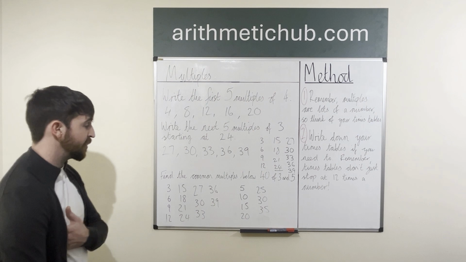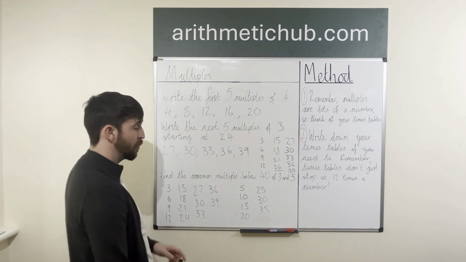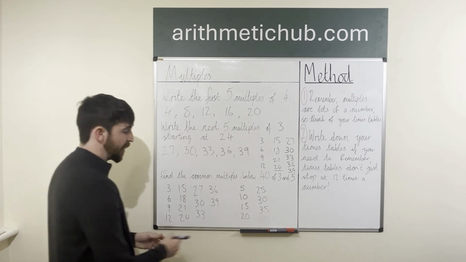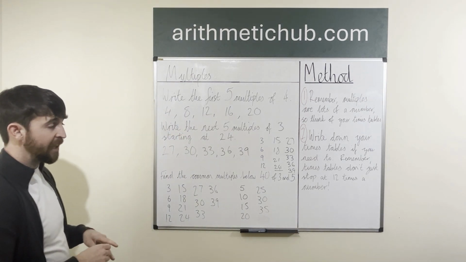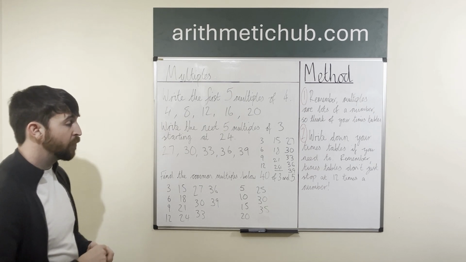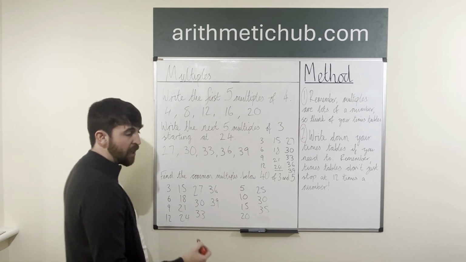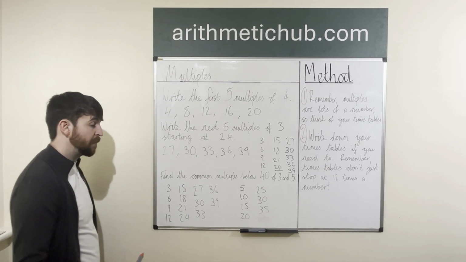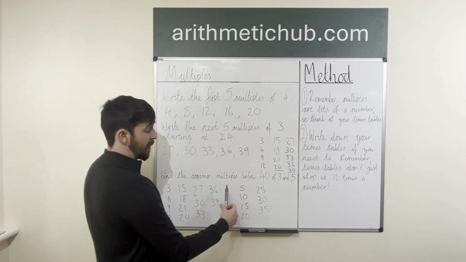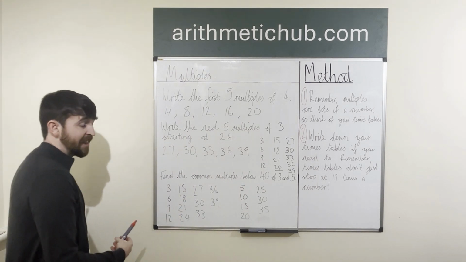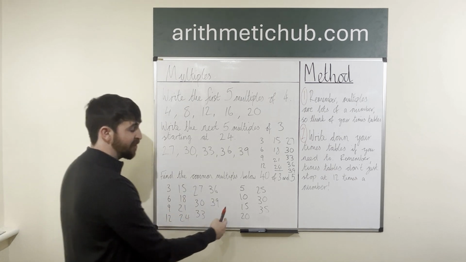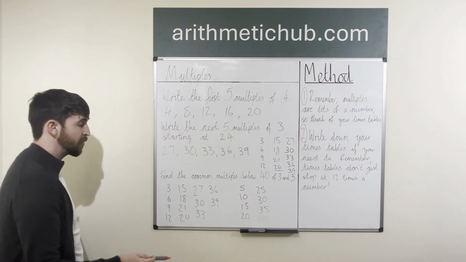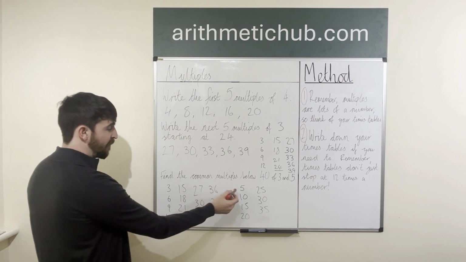So now what I need to do is find the common multiples below 40 of 3 and 5. So I need to find the numbers that are in both the 3's and the 5's that are below 40. So again, similar to when I was finding the common factors before, I'm going to start with the set of multiples that has the least in it. So I can see the 3's have got an awful lot in it, so I'm going to start with my 5's. I'm going to say, right, okay, is 5 in the 3's?